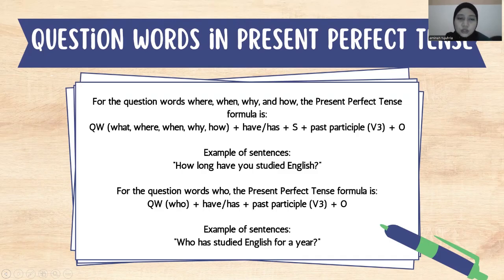For the question word who, the present perfect tense formula is who plus have or has plus past participle or verb 3 plus object. For example, who has studied English for a year?